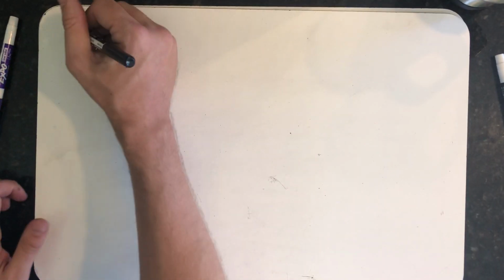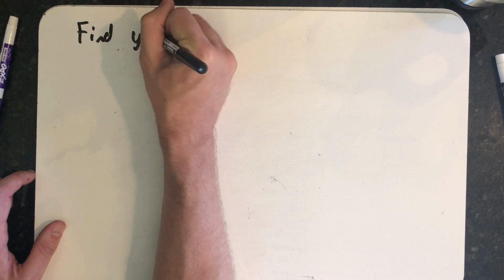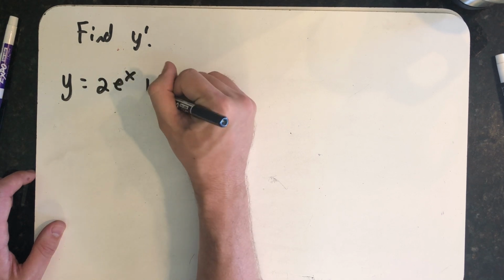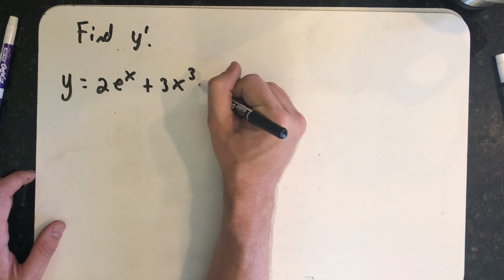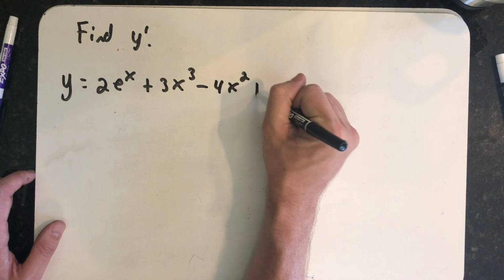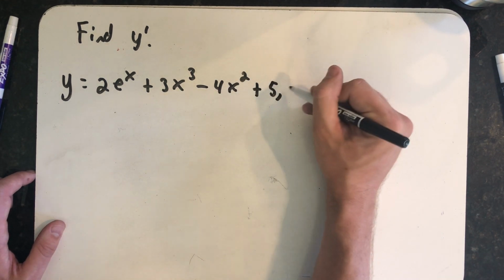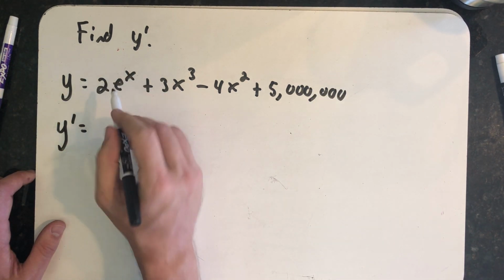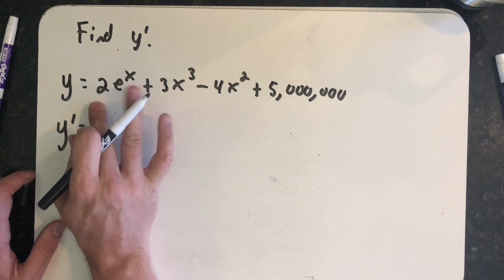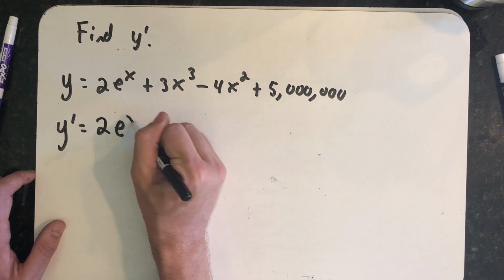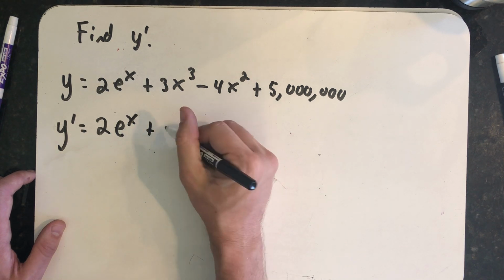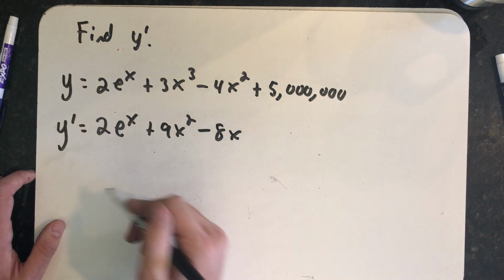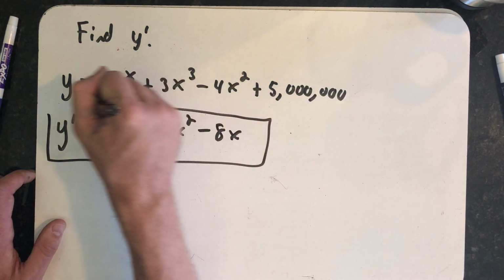Find y prime. y is equal to 2e to the x plus 3x to the third minus 4x squared plus 5 million. All right, y prime. Well, the derivative of e to the x is e to the x. The constant multiple rule says I would just double that. Plus 9x squared minus 8x, and the derivative of a constant is always 0. There's my nice, happy derivative.